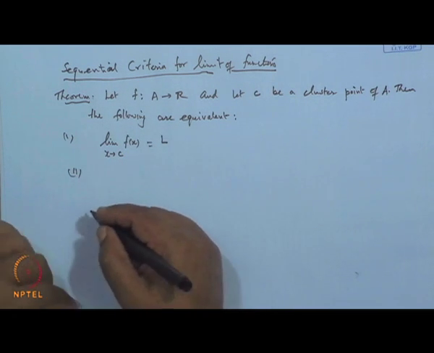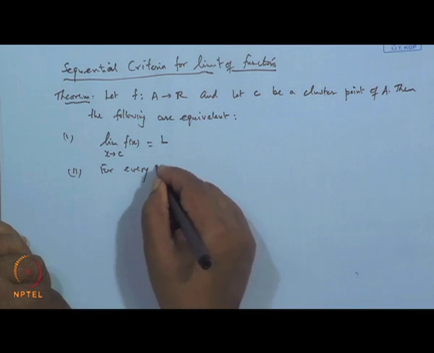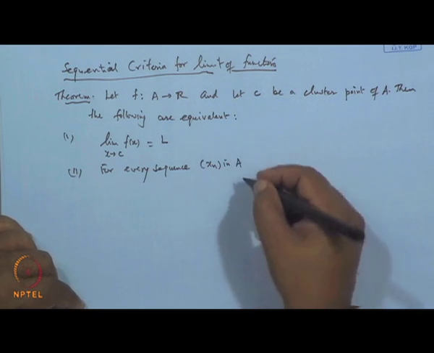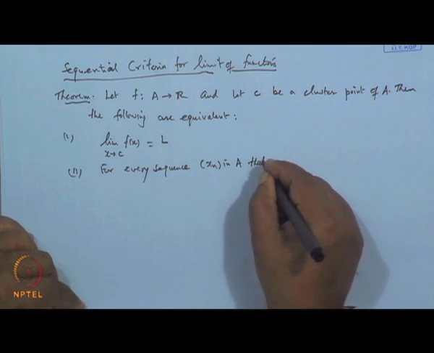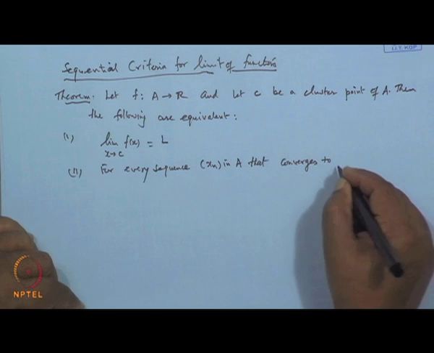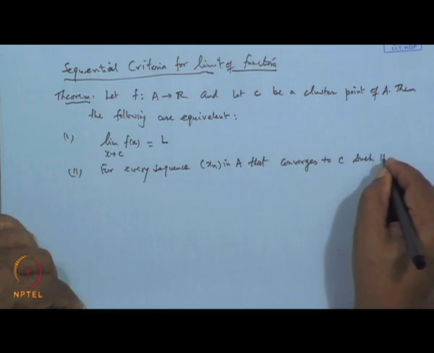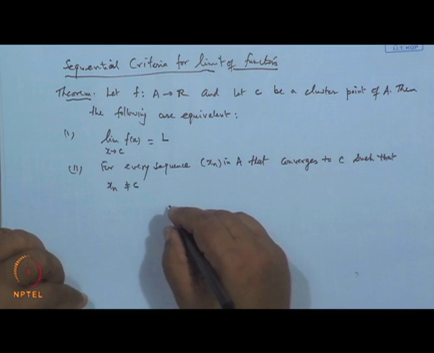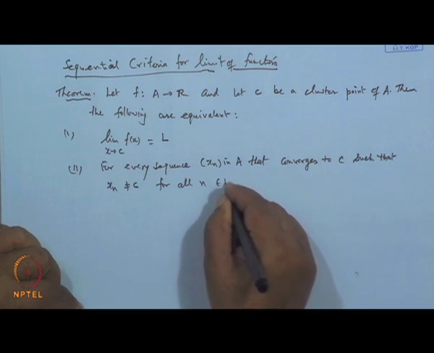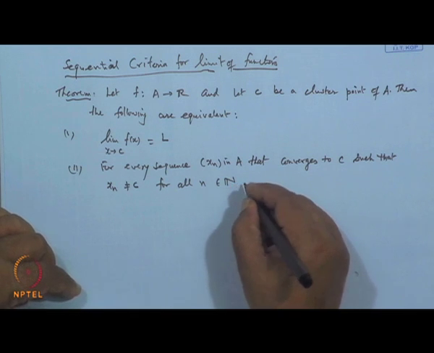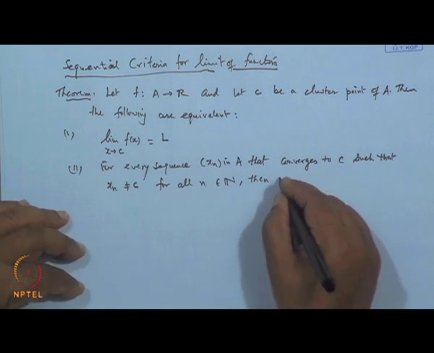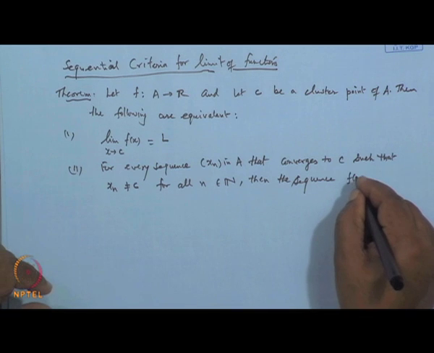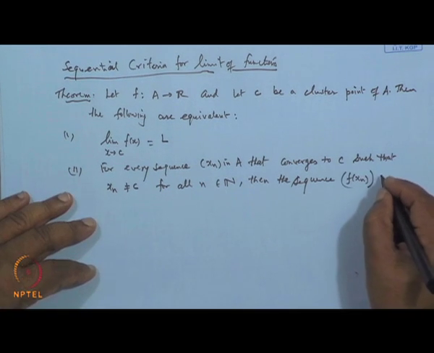Second is for every sequence x n in A that converges to C, such that x n is not equal to C for all n belonging to the natural numbers, then the sequence f of x n converges to L.